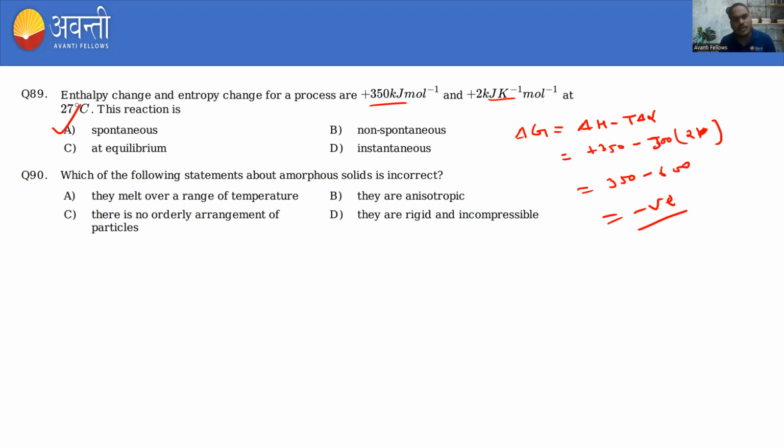Now, which of the following statements about the amorphous solid is incorrect? So this is again from the solid state. The statement says they are anisotropic, but actually they are isotropic. They possess the same property in any direction. Anisotropic means having different properties in different directions. So this is wrong about the amorphous solid.